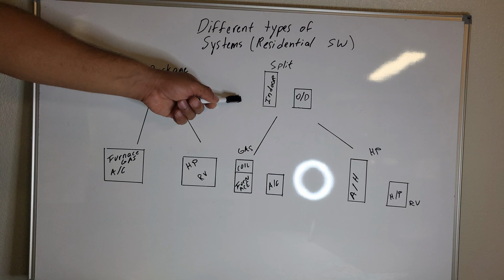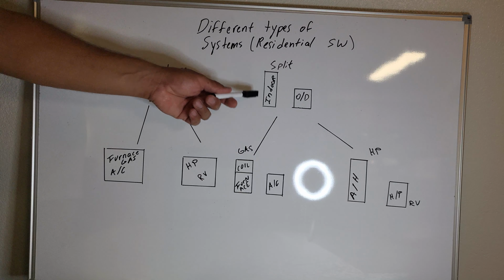Typically people will call it a condenser, but realistically, outdoor unit would be a better term because the condenser would only apply to an air conditioner or a straight cool system, because that's the only time it's condensing.